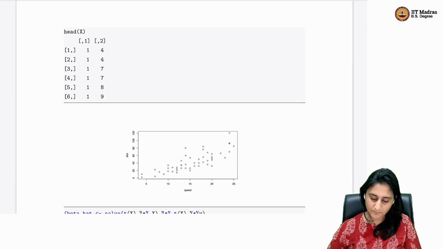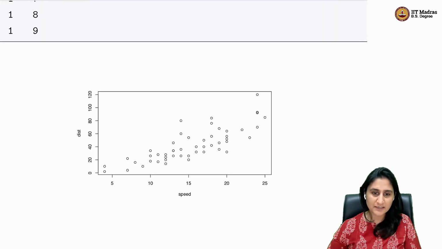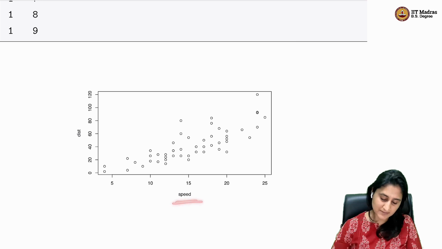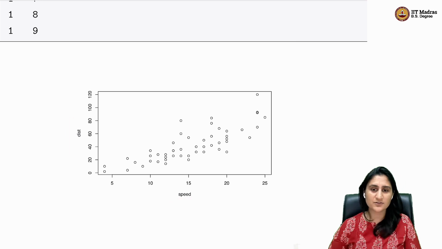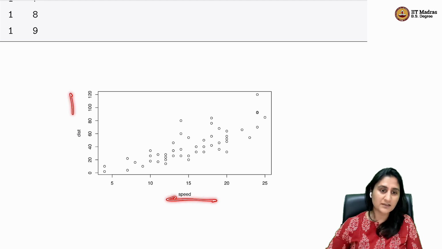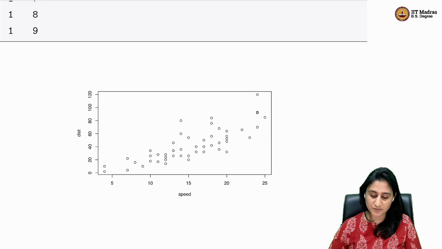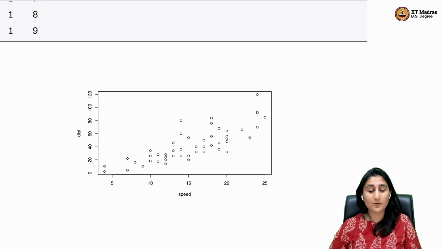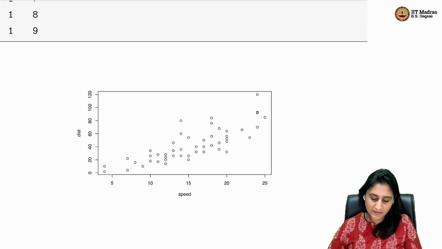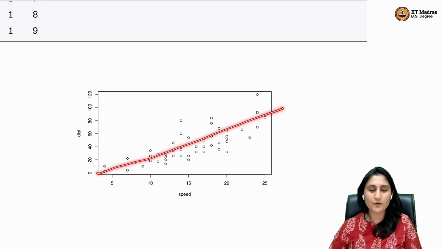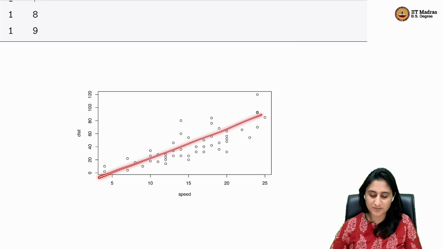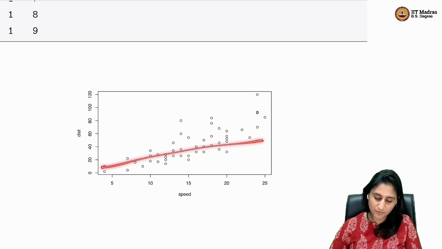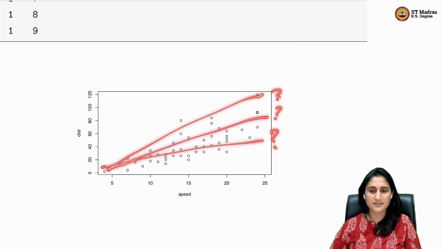Okay. And if I were to plot my data, it looks something like this. I have speed on the x-axis and distance on the y-axis, right? And what I want to know is what is the relationship between speed and distance, right? What kind of relationship does it have, in terms of what is the best possible line that I can draw for this particular data? This is the question that I'm trying to ask. Is this line good, or is this line good, or is this line good? That is basically the question I'm asking.